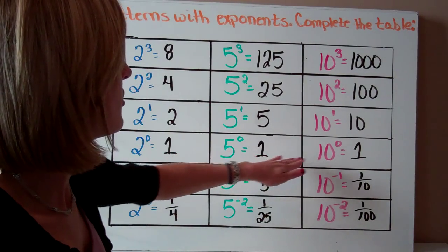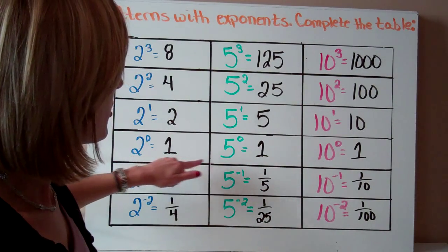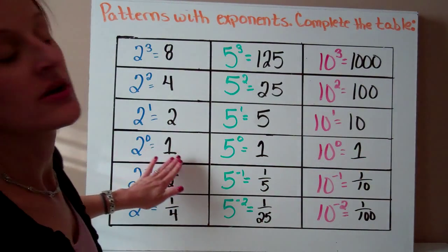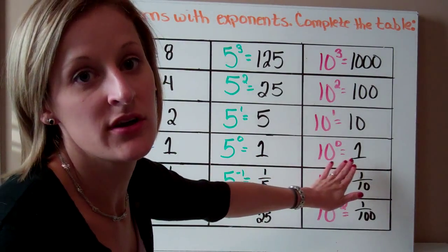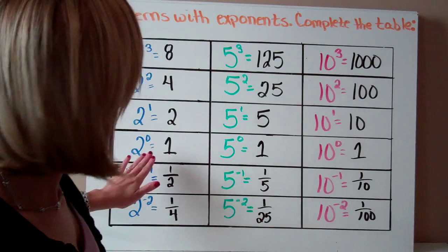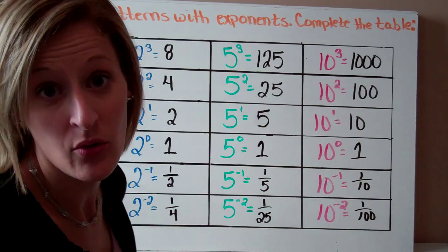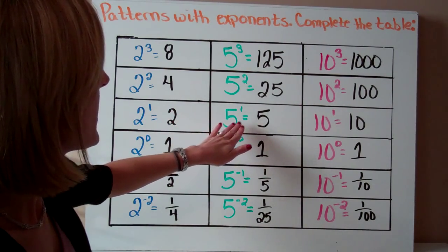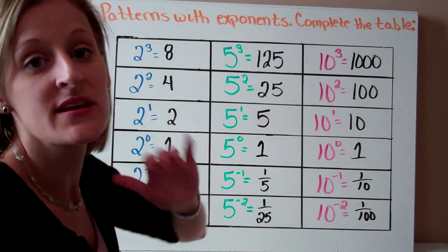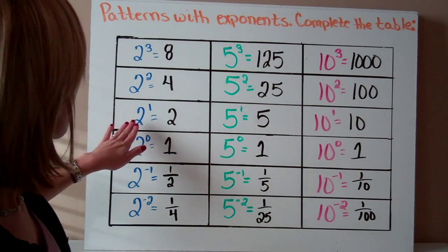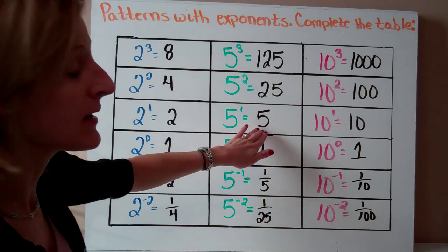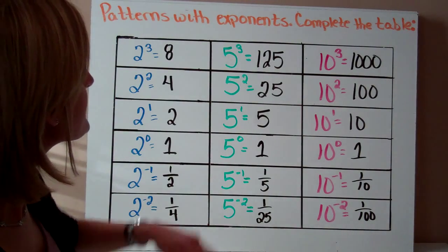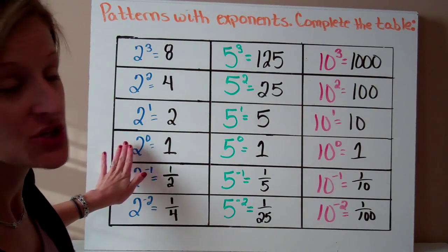Now, if you look across all three of these, 2 to the 0 power, 5 to the 0 is 1, 10 to the 0 is 1, 2 to the 0 is 1. We have a pattern here with the power of 0, where anything to the 0 power is 1. Now, to the first power, 2 to the first, 5 to the first, 10 to the first, is basically your base. So we've got 2, 5 to the first is my base 5, 10 to the first is my base 10.